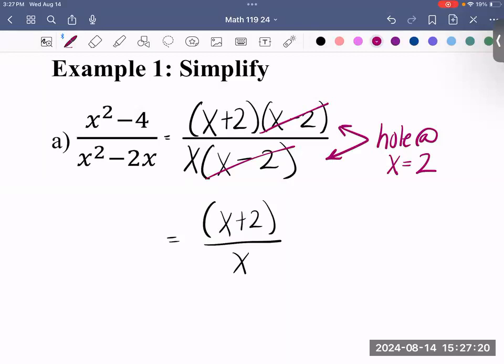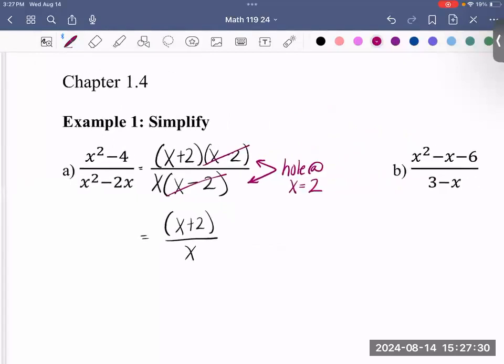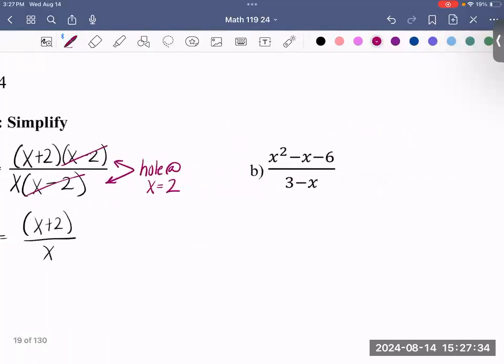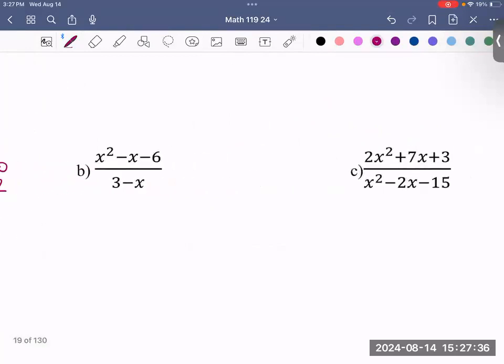So we have a hole at x equals 2. Okay, and we'll come back and talk about domain here at the very end. And maybe even for 1 or 2 of these we'll talk about your x-intercept, because our main goal right now is just to simplify. All right, so let's try it again.